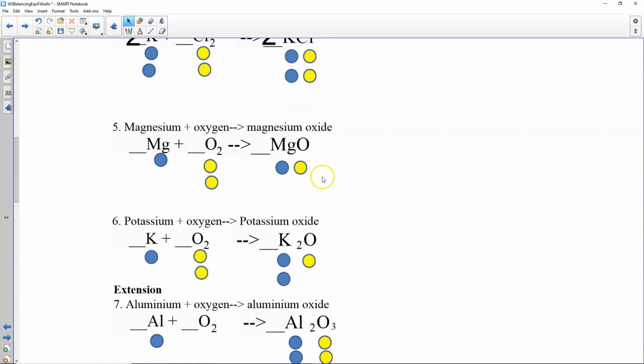Magnesium plus oxygen going to magnesium oxide. We've got 2 oxygens on the left. We've only got 1 on the right, so we'll need to increase the amount of magnesium oxide by 1. And on the left we've got the oxygen balanced, but the magnesium isn't yet, so we'll need to double the amount of magnesium to make it like so.